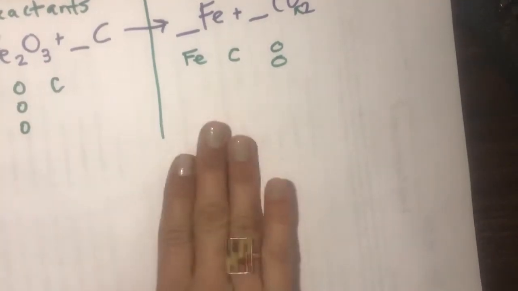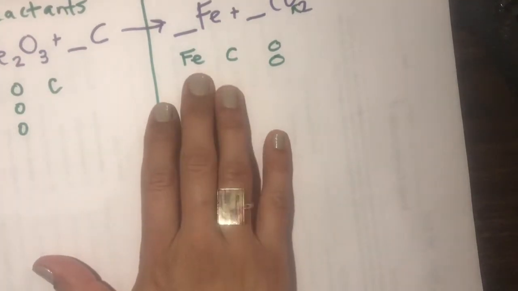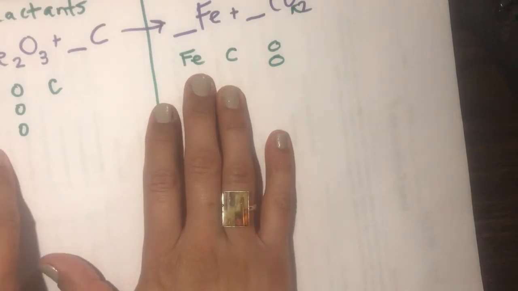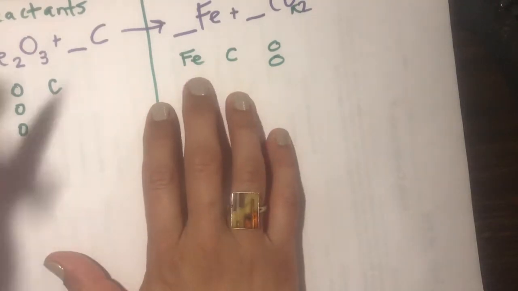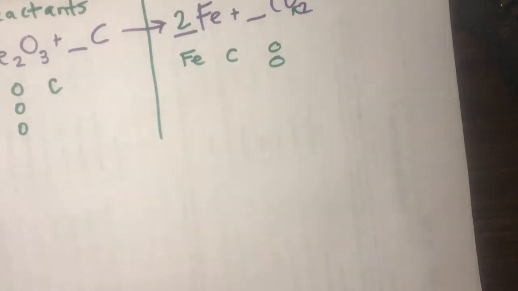Are these sides even? No. Okay, what do I need on this side? We'll start there. I need some Fe's, okay? Because this side has 2 Fe's, I need another Fe. So I'm going to put a 2 here. When I put a 2 there, it does not mean add 2 more Fe's. It means that's what you have in total.